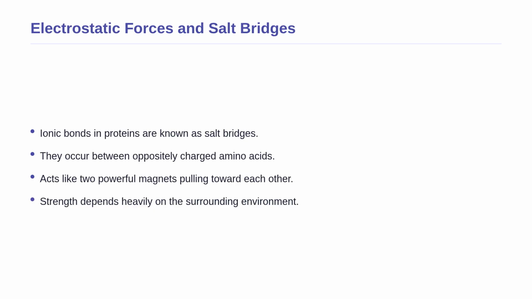We have just seen how overall stability is calculated, but let us zoom in on one of the most important specific interactions contributing to that stability, the ionic bond, also known as a salt bridge. This occurs between oppositely charged amino acids. Imagine two powerful magnets pulling toward each other. This is exactly how a positively charged amino acid interacts with a negatively charged one.